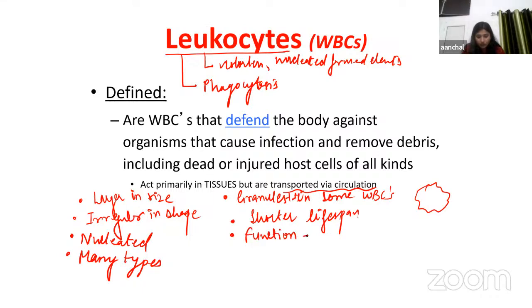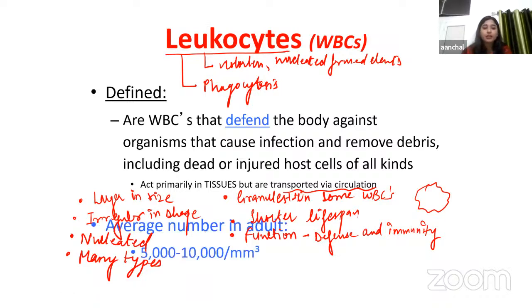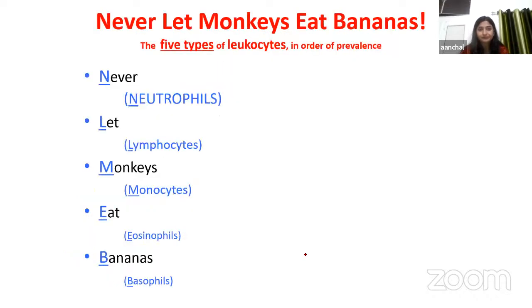So their function is to provide defense and immunity, right? So this is all about the basic morphology of these WBCs. Okay, now talking about the normal count. So the normal count ranges between 5,000 to 10,000 per cubic millimeter.